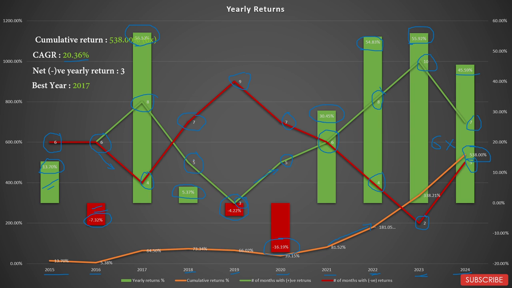The best year, 2017, was the best year for this sector with more than 56% yearly returns. And the worst year is of course 2020, the COVID year, the lockdown and all those things. The sector managed to give negative returns of minus 16.19%. And the positive to negative year ratio is 2.33 to 1. So that means for every one negative year, the sector has historically given, in the last 10 years, 2.33 positive years.